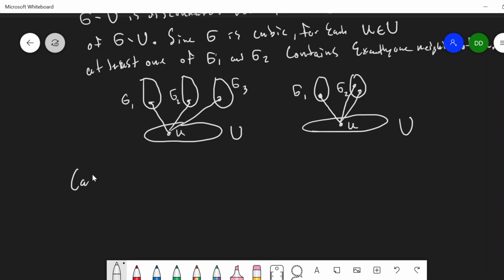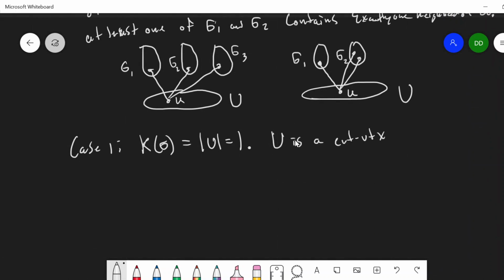So now let's break this down into cases. So case 1, we'll assume the vertex connectivity of G is equal to 1. And so U is a cut vertex, or maybe I should say U consists of a cut vertex.